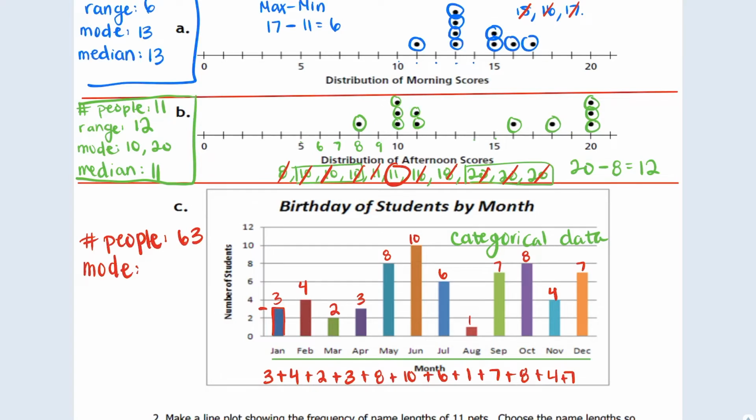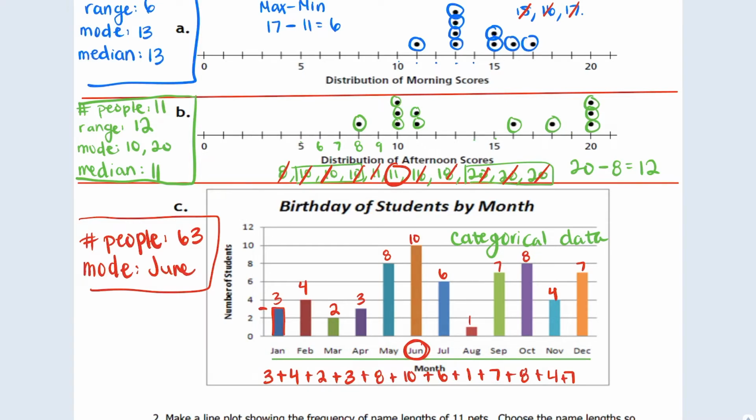Okay, now we're finding the mode. Don't freak out if your mode is a word. Okay, it's very common for categorical data for our mode to be a word. So what we're looking for is the month that had the most students, right? So it looks like my mode is going to be June, because 10 students said June, or have birthdays in June. Okay, so this is going to be our answer for graph C. That's really all the information we can really interpret from this graph.